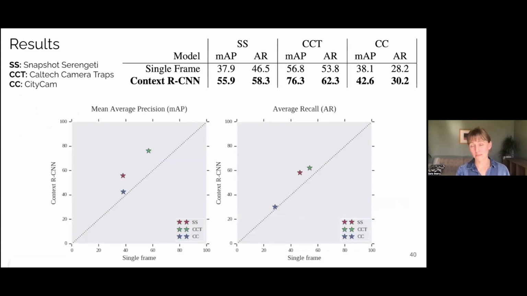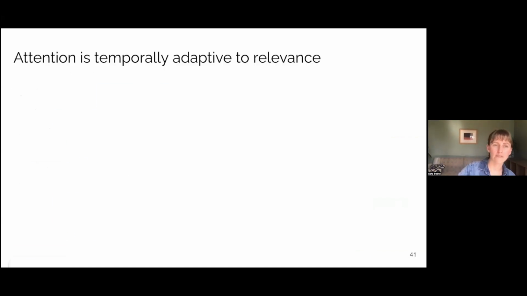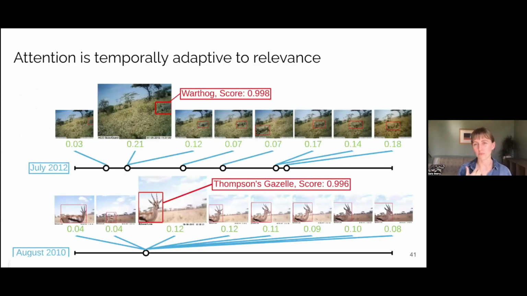What we found is that we saw pretty significant improvements over single frame models, and even significant improvements over video-based models. Going from single frame to our context-based model, we saw mean average precision go up by 17 to 19%. And if you look qualitatively, what we find is that attention is temporally adaptive to relevance. In the first example here, you're seeing a warthog that uses the same game trail over a month at a time, going back and forth on that same game trail.